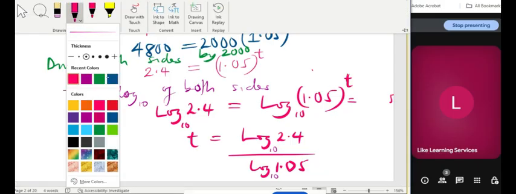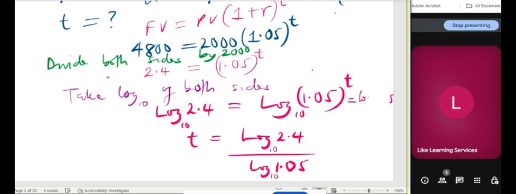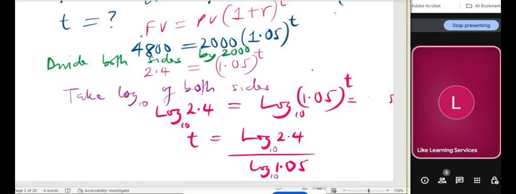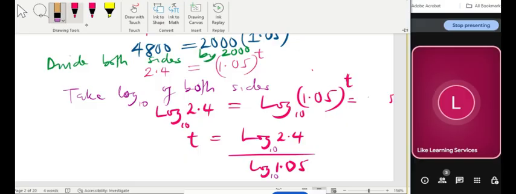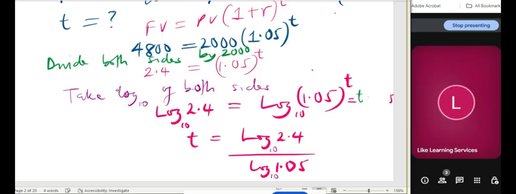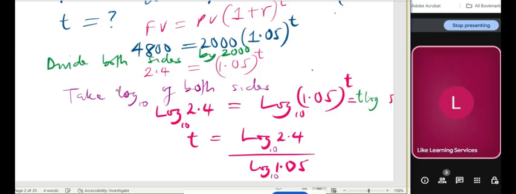17.9. Okay. Sorry, let me write this better, please. T log that. So almost 18 years. You see that? Yep. T log 1.05. So 17.9 is approximately 18 years. So it will take 18 years for that to happen.